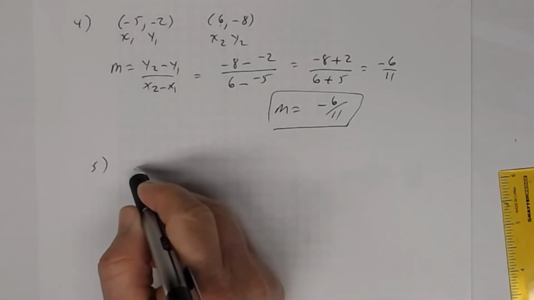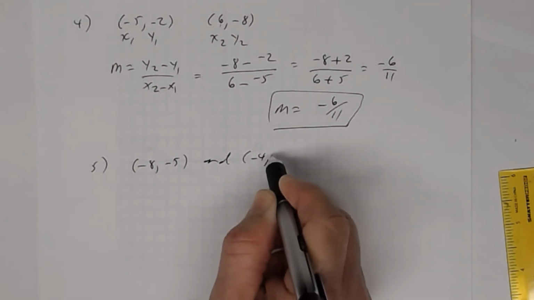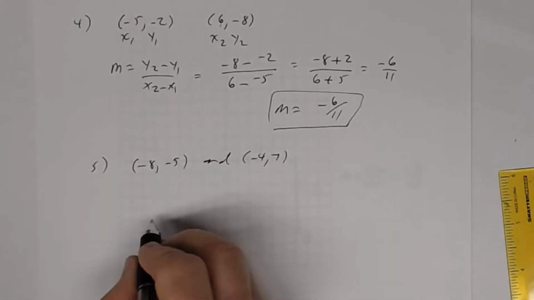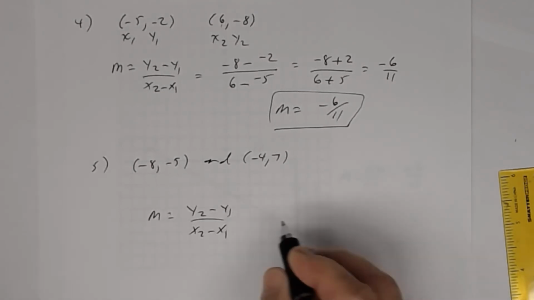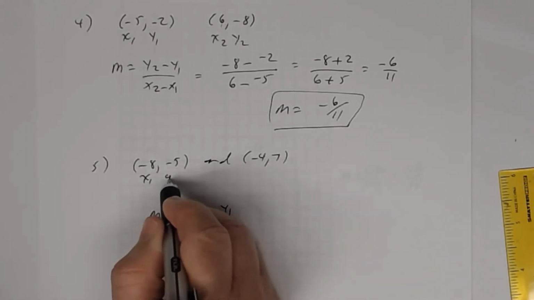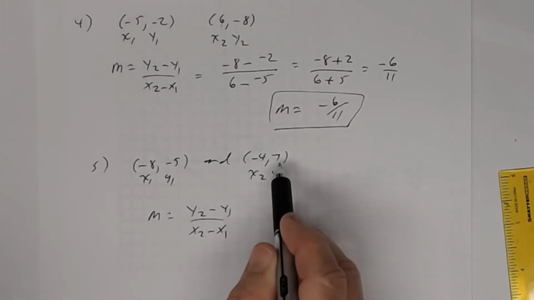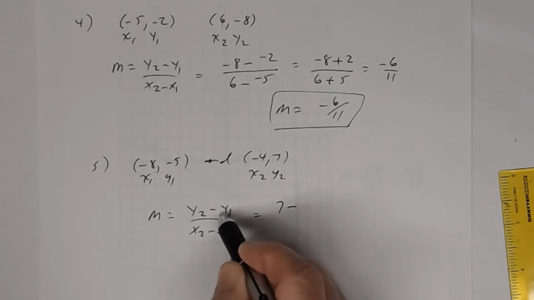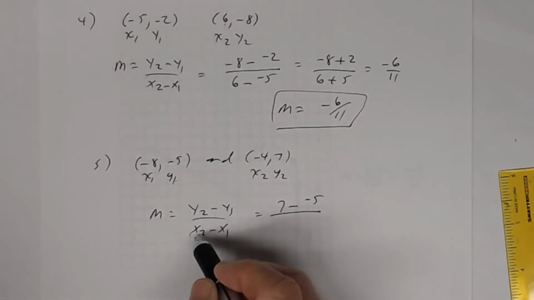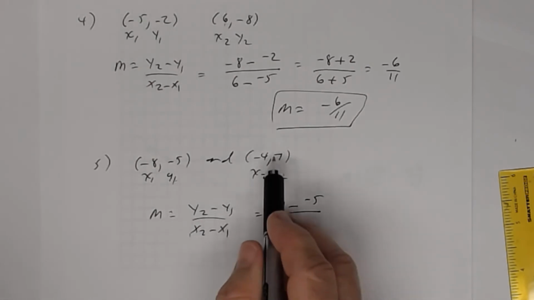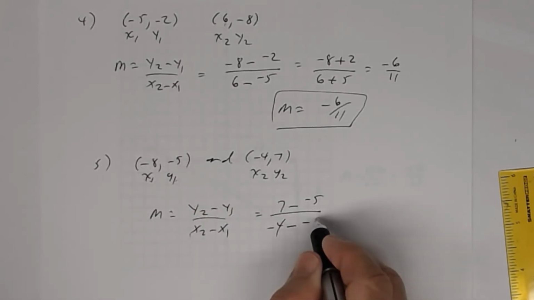All right, and then here's number 5. The last one, we have negative 8, negative 5, and negative 4, 7. So again, just like we did number 4, the slope formula is y2 minus y1 over x2 minus x1. Let's label these x1, y1, x2, y2. Your y2 corresponds to 7, so you're going to say 7, subtract y1, which is negative 5, divided by x2. You must start with x2. Since I started with 7 in the numerator, I've got to start with negative 4 in the denominator. So negative 4 subtract x1, which is negative 8.